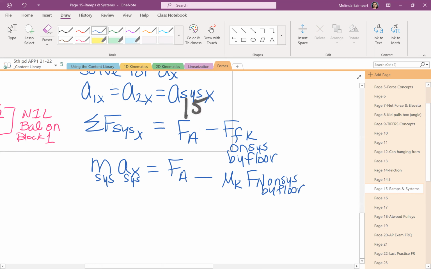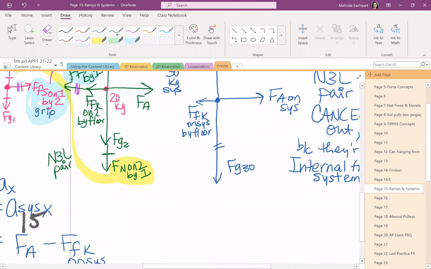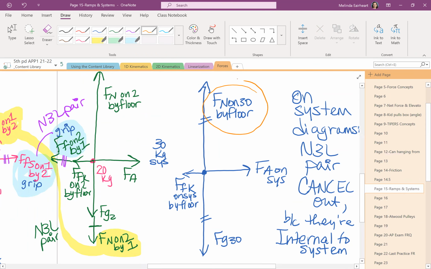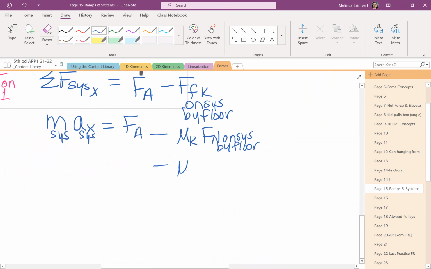Now I'm going to go to my diagram. What did we say about the normal force on the system by the floor? It's FG of the system, right? The floor is supporting the whole entire system vertically. And so we can plug in, one more plug in, it's the mass of the system times gravity. And these balance because of Newton's first law on the system. And then just bring everybody down.